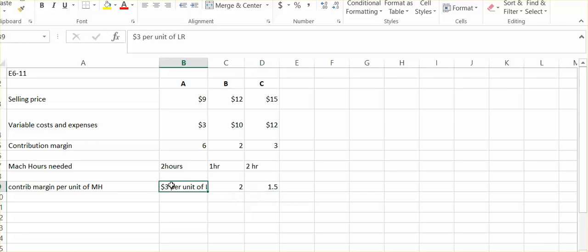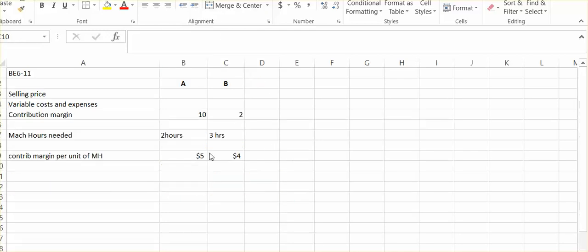And then all you do is you go with the higher of the 3. And in this case, instead of going with the higher contribution margin, since they take different amounts, you go with the higher contribution margin per unit of machine hours. So in this case, it's A. And that's all you do, you know to use A because it's got the highest. You don't go by this row, you go by this row.